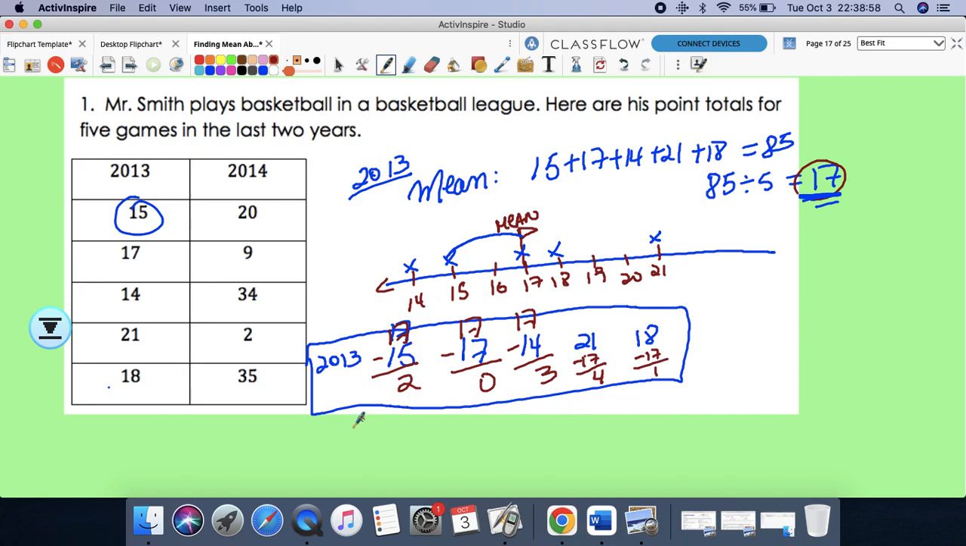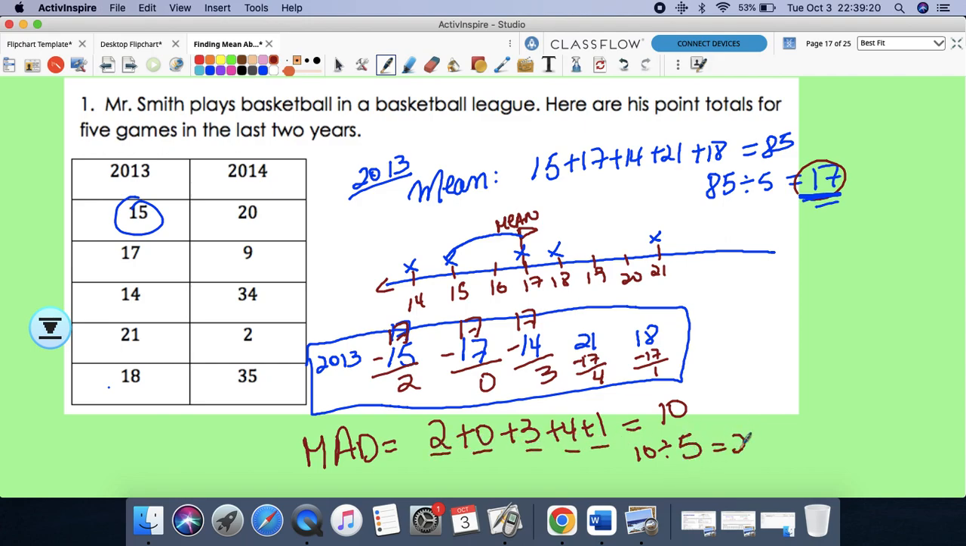What's the next step? Now we're going to find the MAD. We do 2 plus 0 plus 3 plus 4 plus 1, which is 2, 5, 10. And then we do 10 divided by 5. And the MAD is 2. So the MAD is 2. It's a very, very small number because they're really, really close to the mean.